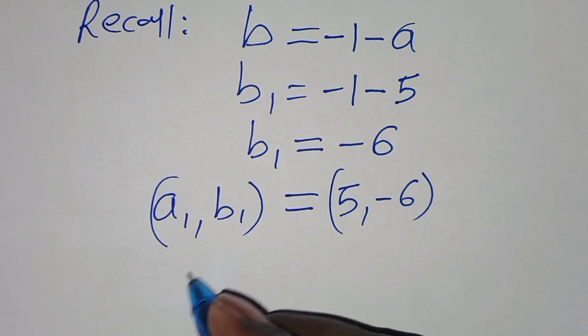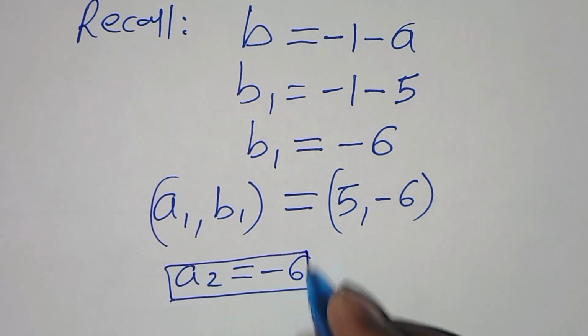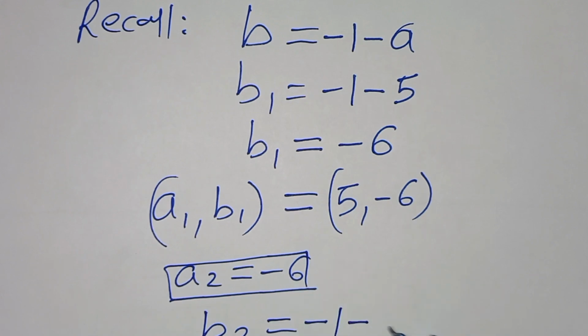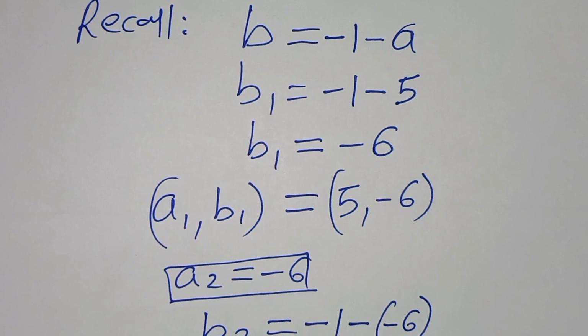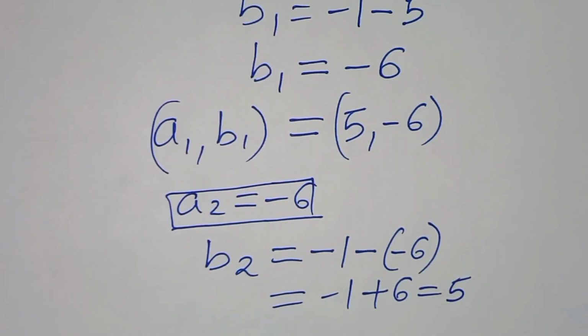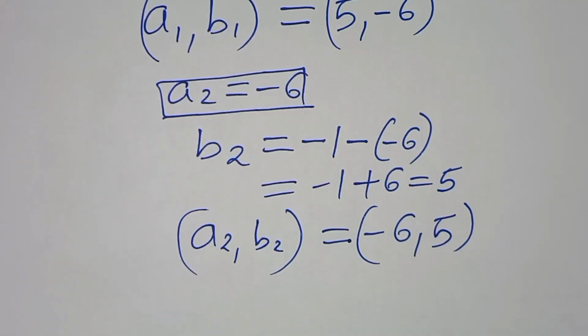We have that a2 here is equal to minus 6. So let's substitute this so that we'll have b2 is equal to minus 1 minus a2, which is minus 6. So this is minus 1, minus times minus, this is plus 6, and this is equal to 5. So the second set of solution, that is a2, b2, is equal to negative 6, 5. So this is the set of solutions that we have.